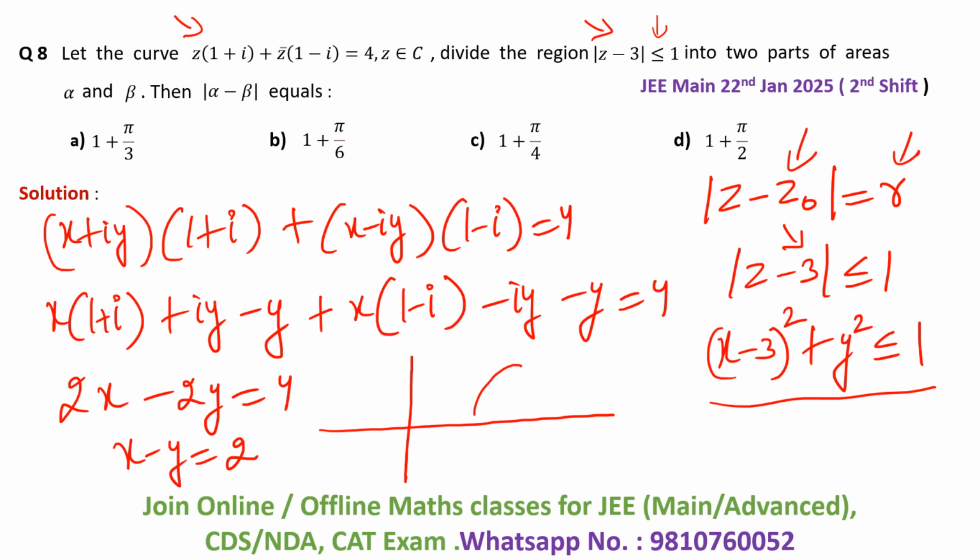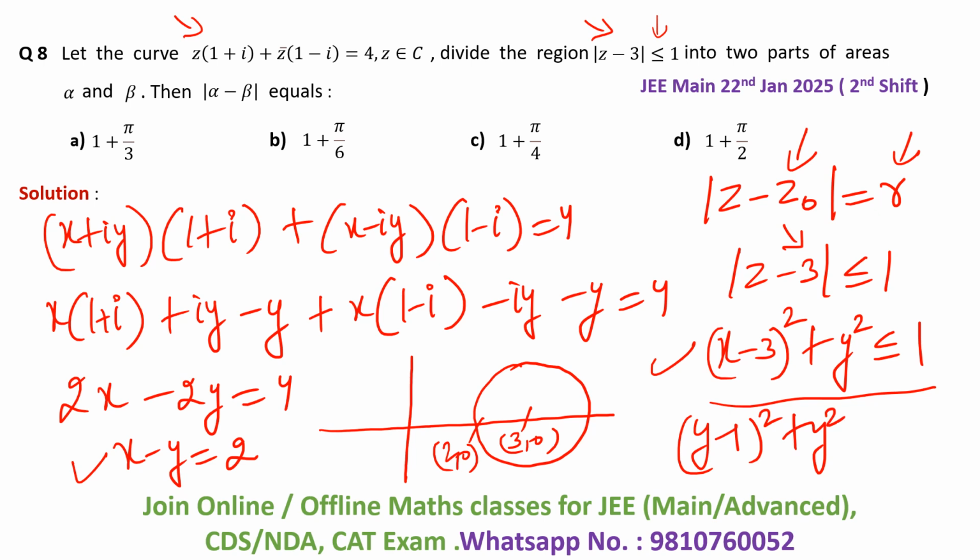So this is the circle whose center is 3, 0 and radius is 1. And this is the point 2, 0. Now we have the equation x minus y equal to 2. Let's see where this line intersects the given circle. So just substitute x equal to y plus 2 in the equation of the circle. So we will get (y minus 1) whole square plus y square equal to 1.